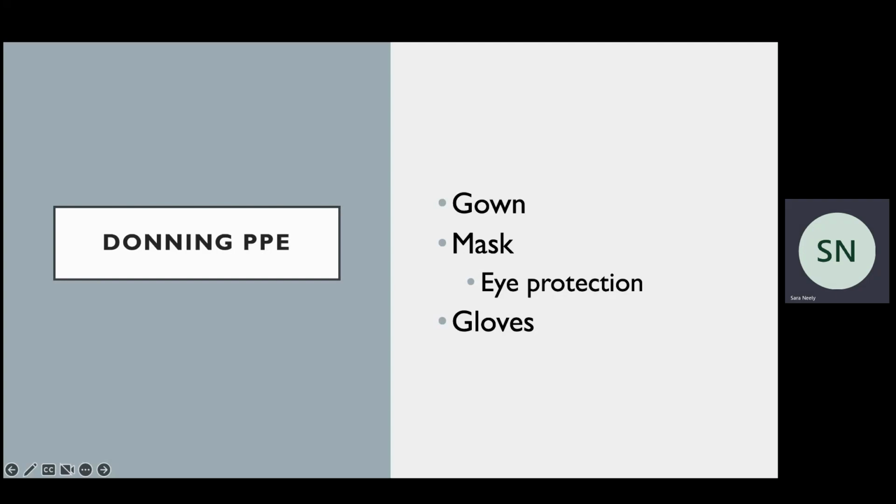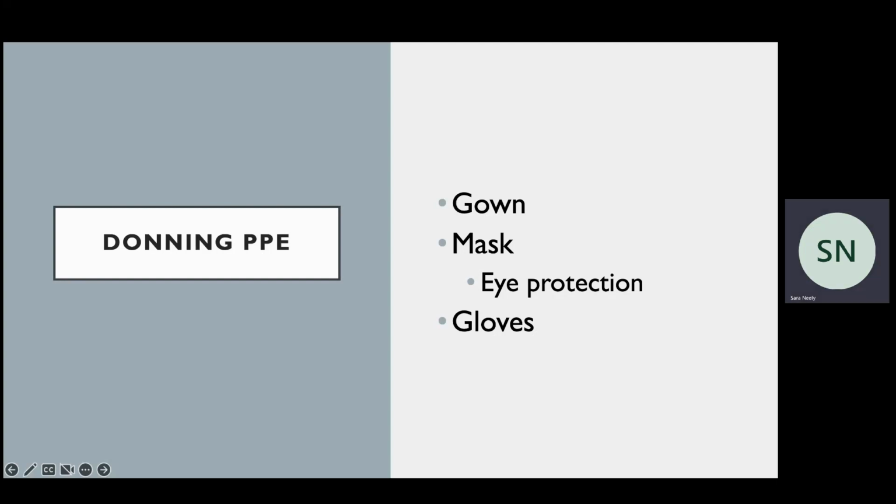In terms of putting on PPE, the order is gown, mask, gloves. And for your purposes, you will already be wearing a mask, so you really only need to remember gown and gloves. At Rush, they have made this really easy for you because our isolation gowns have these funky finger holes. So you can't put on your gloves before you put on your gown.